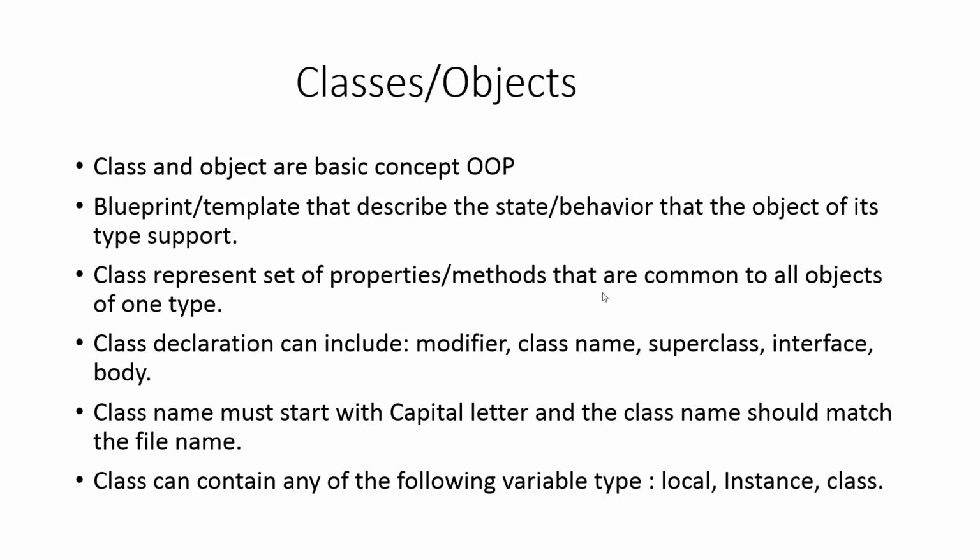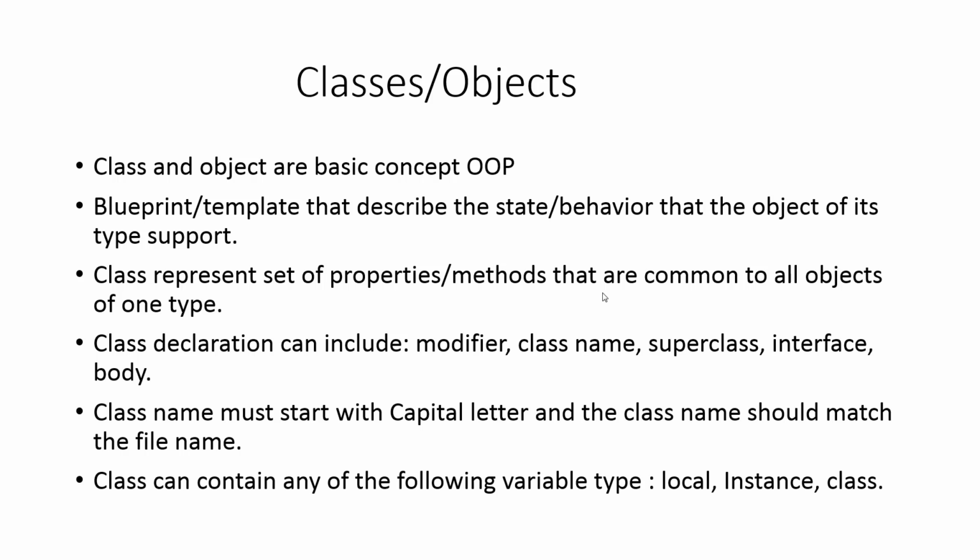So we have local variables. Local variables are declared inside a method, inside a constructor, or inside a block of code. Also, instance variables are declared inside a class, but outside a method, outside a constructor, and outside a block of code. They are declared inside a class, meaning that your methods can manipulate your instance variables.